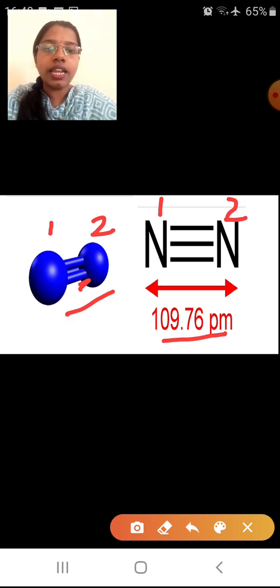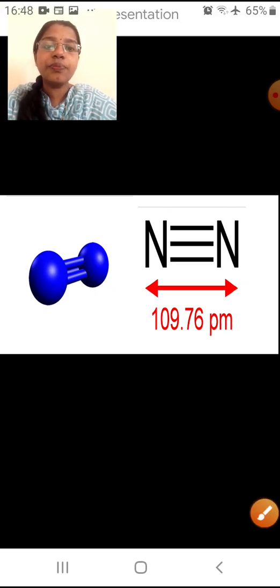Now the second one we will see is oxygen. Again this is a ball and stick model. This is your first oxygen, this is your second oxygen. The two oxygen atoms are always connected by two bonds. Can you see the two bonds between them? In nitrogen we saw that three bonds were there. Here you see that two bonds are there between the oxygen atoms. In this simplified one, you can see again the first oxygen, the second oxygen, and between them the two bonds.